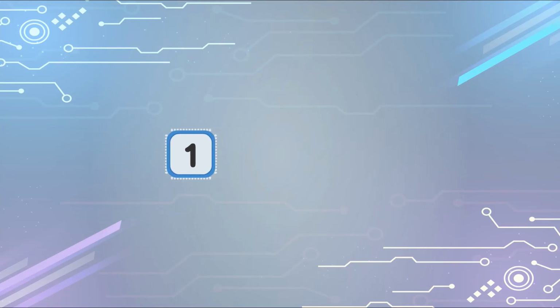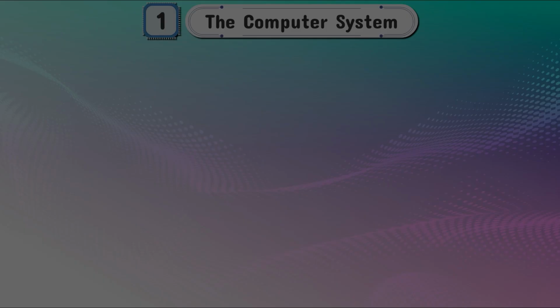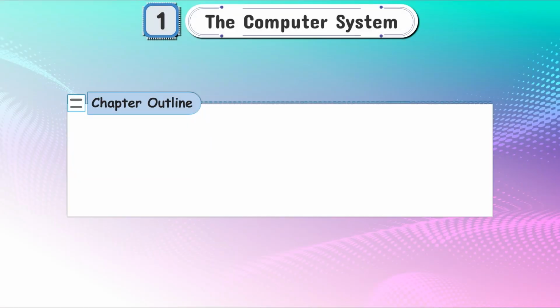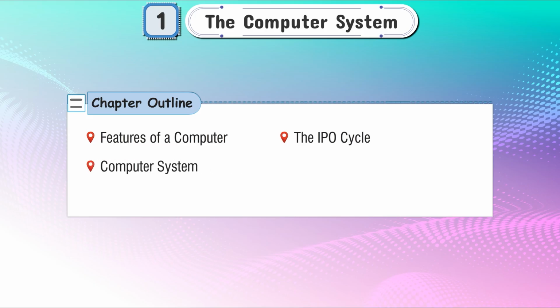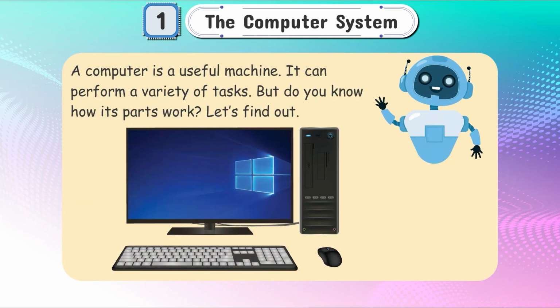Chapter 1. The Computer System. Chapter Outline: Features of a computer, The IPO cycle, Computer system, Computer hardware, Computer software. A computer is a useful machine. It can perform a variety of tasks, but do you know how its parts work? Let's find out.